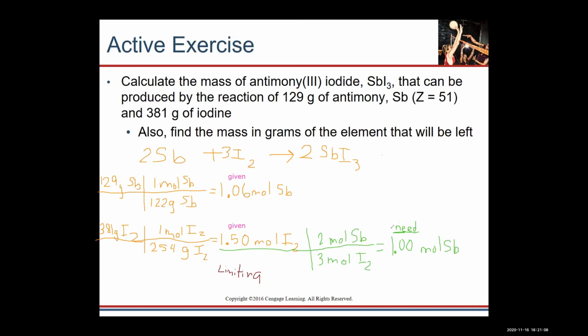It's the 1.06, because I have 1.06, but I'm only going to need to use up 1.00. And then I'm going to use up all of this one. It's all going to be gone. There's nothing going to be left, right? So there's still 0.06 left of this one.